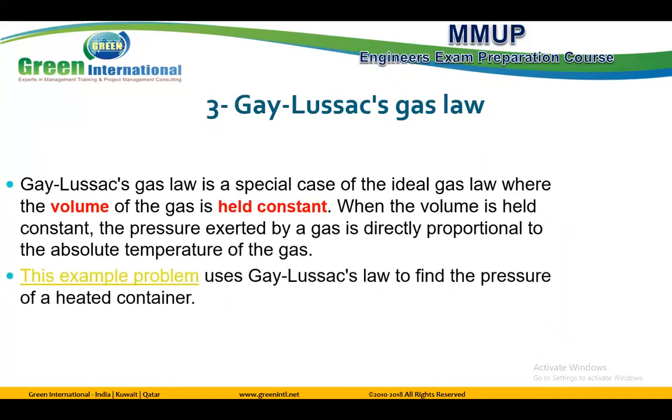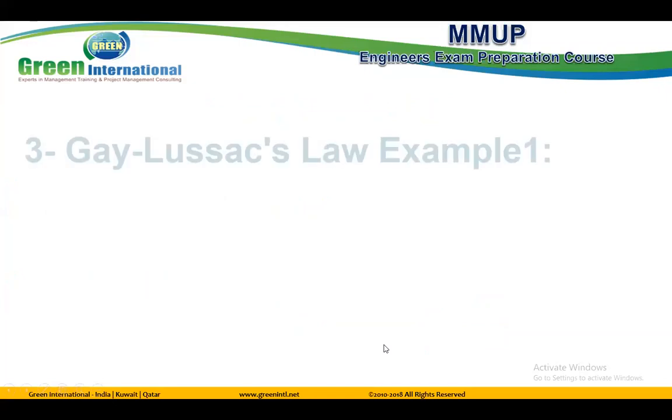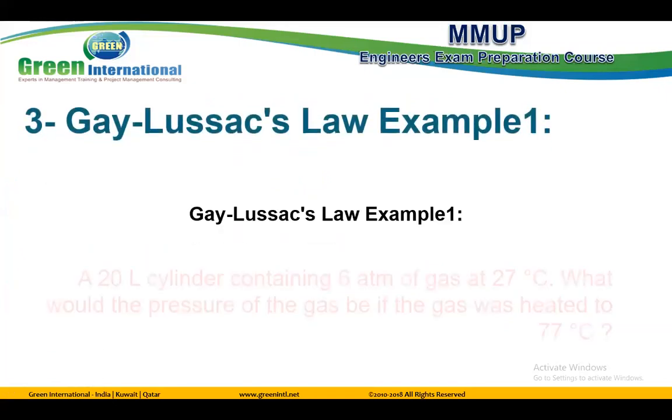Third one, Gay-Lussac's law. Here the third parameter remains constant, which is volume constant. It means P1 is directly proportional to temperature, so P1 by P2 equals T1 by T2. This is the third one, when volume is kept constant.